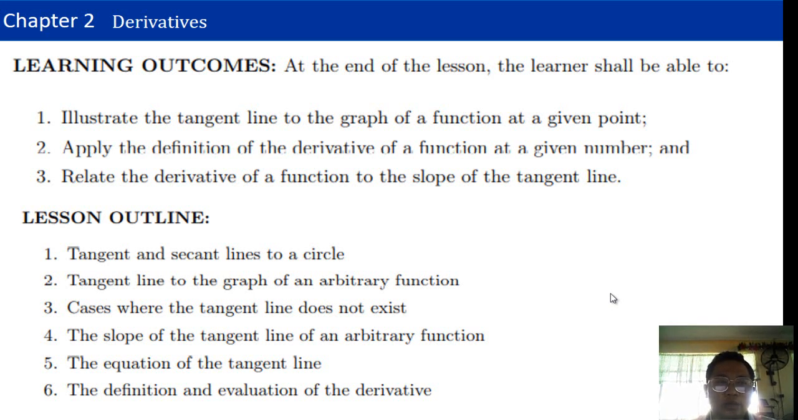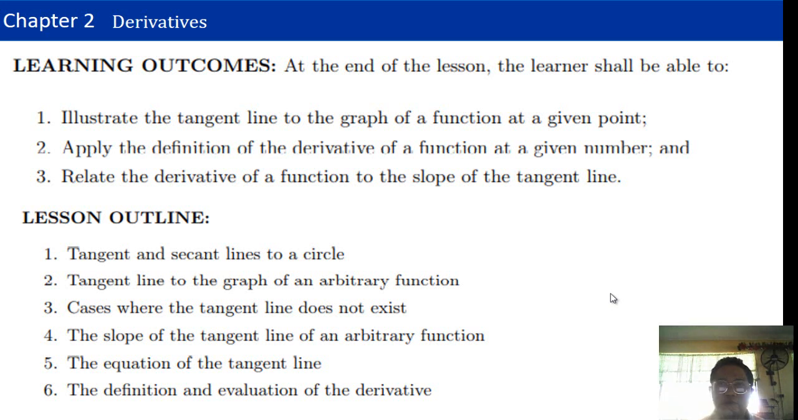So good morning everyone. I would like to discuss to you the derivatives. At the end of the lesson, you will be able to illustrate the tangent line to the graph of a function at a given point. It means you'll be given a graph. It could be a curve or it could be a straight line. Then you are going to find the tangent line with respect to the point.